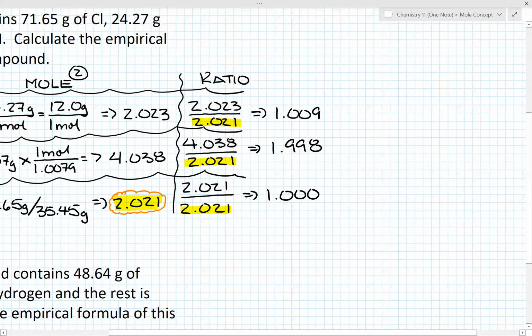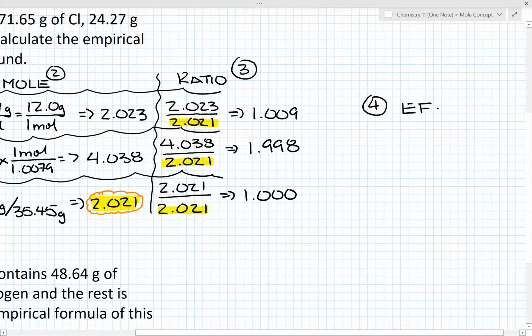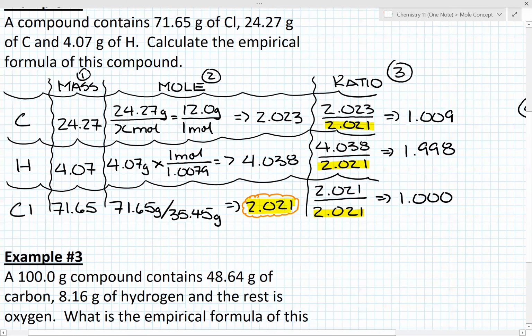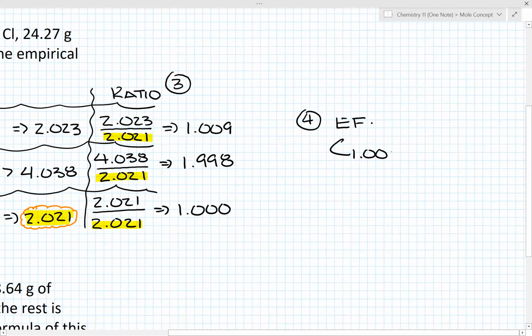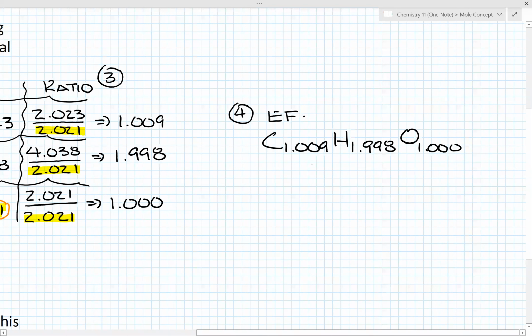Now, that was step 3. Step 4, it says write the empirical formula. So step 4, the empirical formula would be C1.009, H1.998, and O1.000. I can round it off, and I have C1, H2.